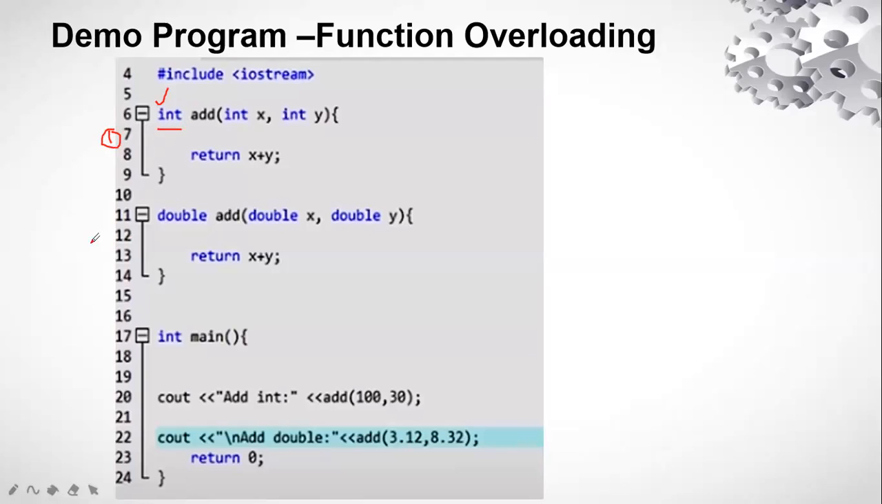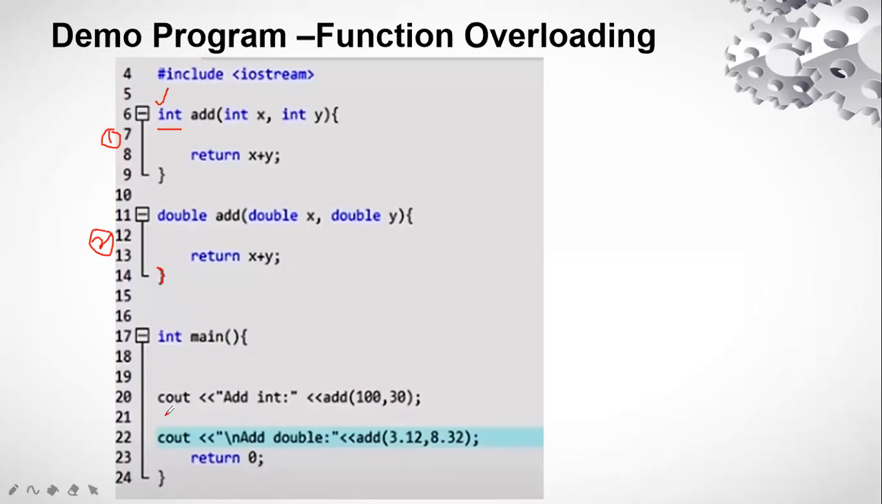Now I'm going to declare the second function, that is double add, double x comma double y. Here I'm using two parameters only. Earlier also I used two parameters. Return x plus y. So double add, double x, double y, return x plus y. This is the curly brace closing here. Now I'm going to call these functions in the main program. So int main. Always remember, we have to define the functions before the main program.